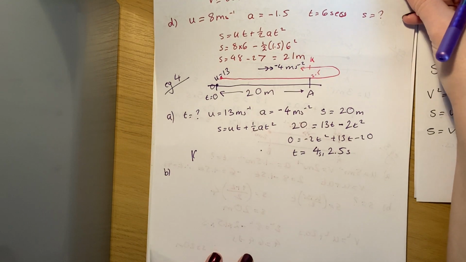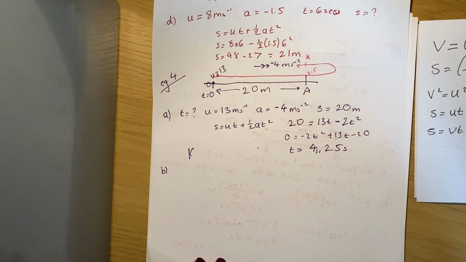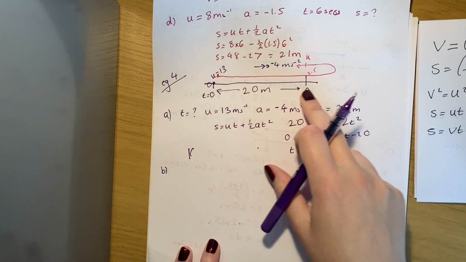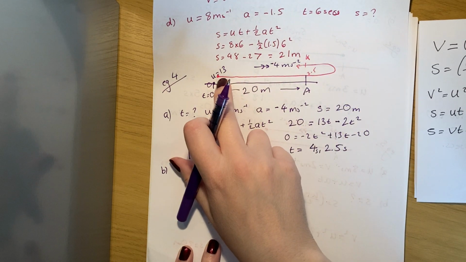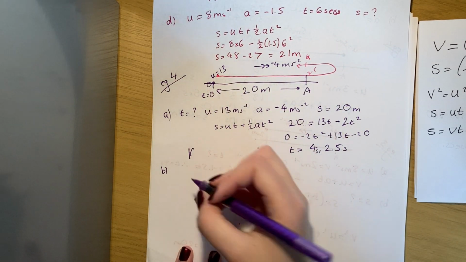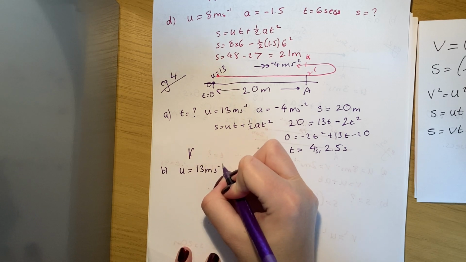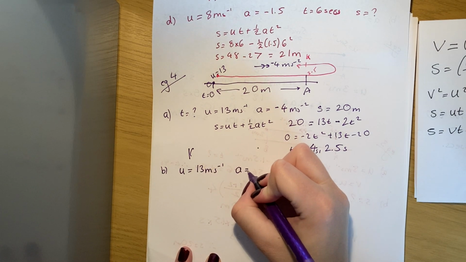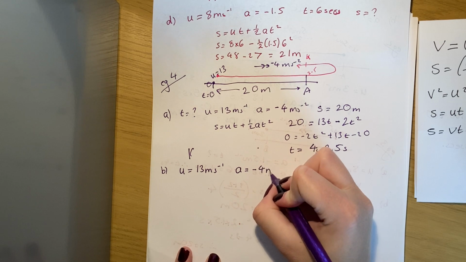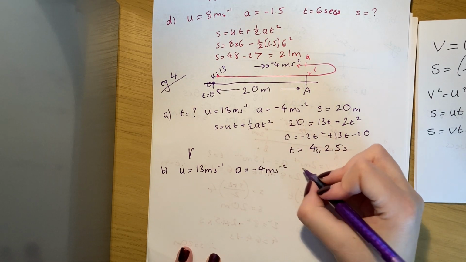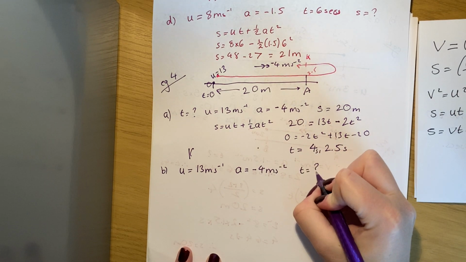Okay, part B. Find the value of t when the particle returns to O. So it's gone away and it's come back. So we know the initial velocity is 13 metres per second. We know the acceleration is negative 4 metres per second squared. We're trying to work out t.